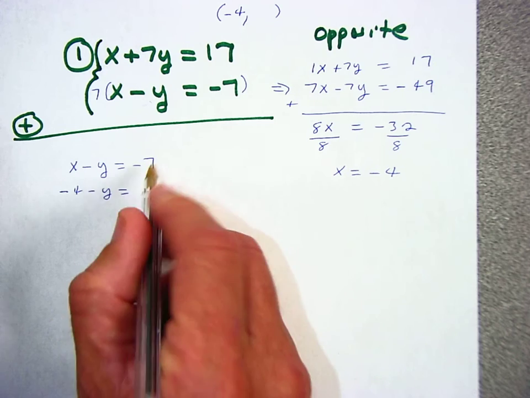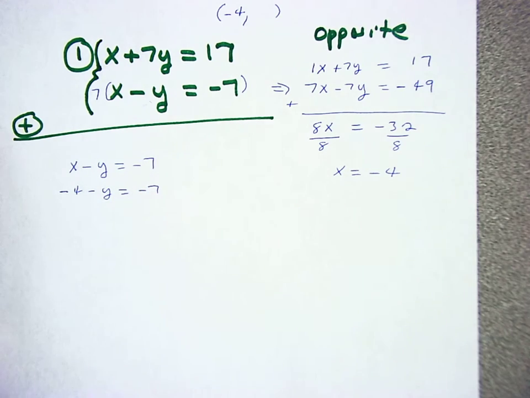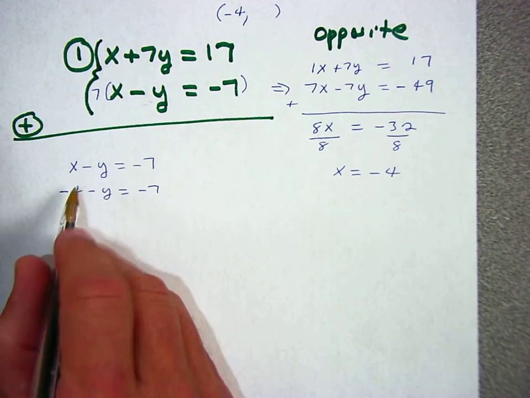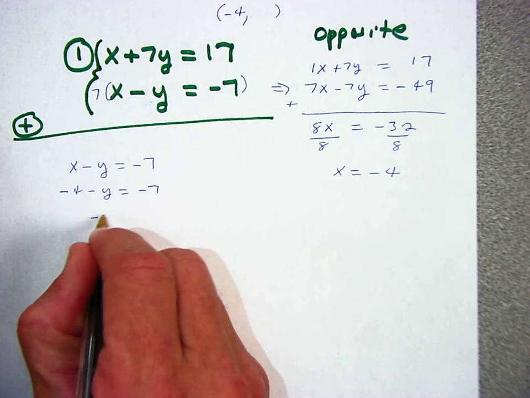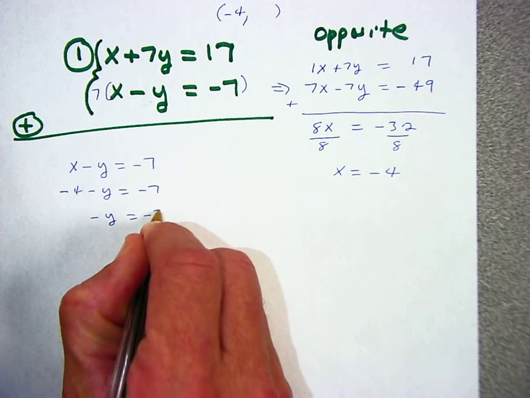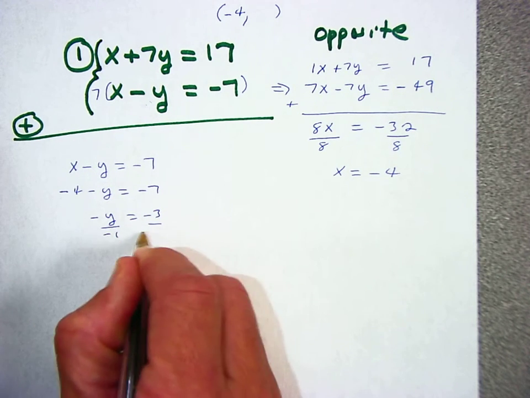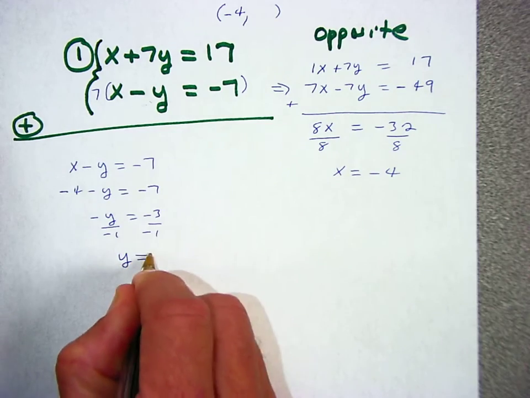Yeah, if some of you want to try the top equation, that's fine. You're going to get the same answer I'm going to get. I'm going to add 4 to both sides. Negative y equals negative 3. Divide by negative 1 or multiply by negative 1, y equals 3.